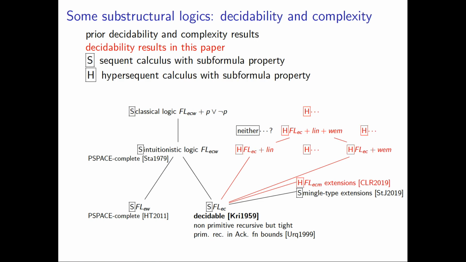To make sense of the logics that we're studying, it's helpful to consider which ones have a sequent calculus with the subformula property, and those are all the ones in black where the existing results were known. There is, for hypersequent calculi with the subformula property, this scattered result in the presence also of the mingle, and our result shows how to extend Kripke's argument broadly to the large class of hypersequent substructural logics.